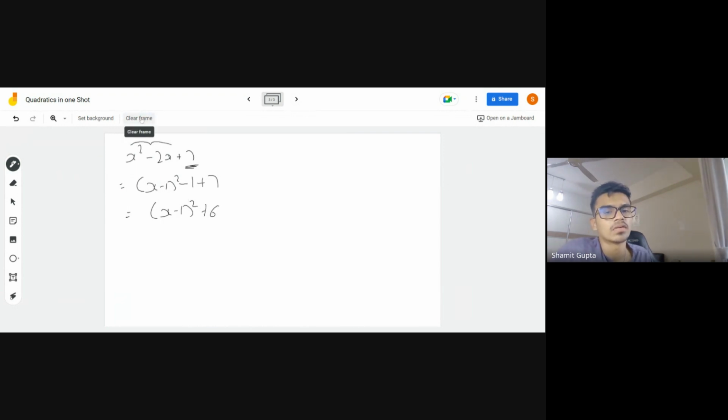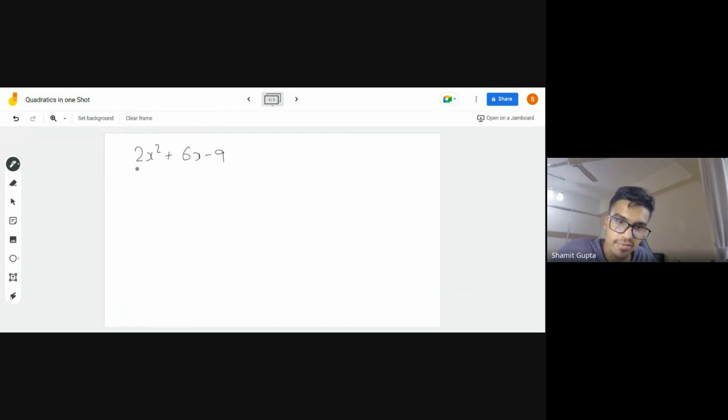Okay, now sometimes you have to be careful. You might have terms which have a 2x squared. So for example, let's think of something random. 2x squared plus 6x minus 9. Here, you have to be slightly careful.